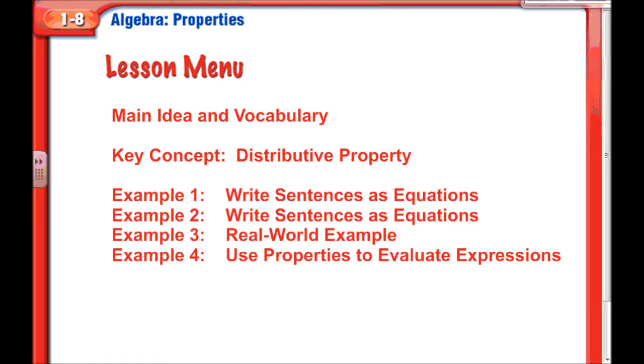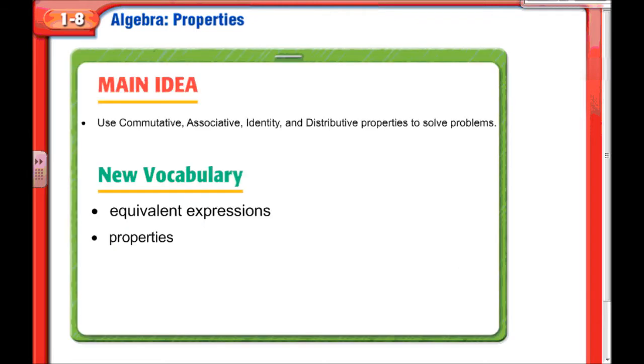So here you can see we're going to look at some vocabulary, the distributive property, and then using equations, some real-world examples, and using the properties to evaluate expressions. We're going to be looking again, as I said, at the commutative, associative, identity, and distributive properties to solve problems. Two of our new words are equivalent expressions and properties.